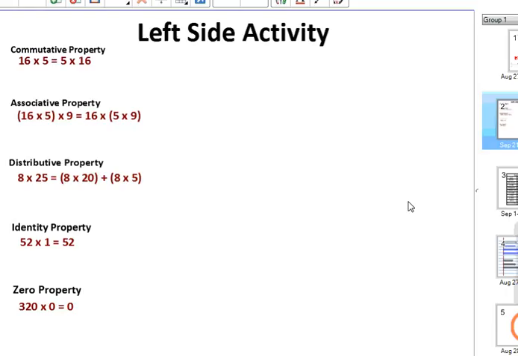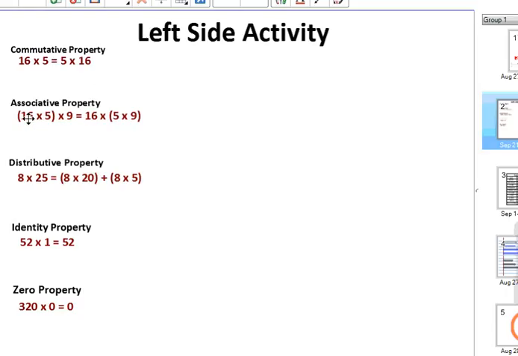And the last thing I'm going to have you do is the left side activity. So for the left side activity, you are going to write each one of the properties: commutative, associative, distributive, identity, and zero property. You're going to write those down, and you're going to give me one example. Now, I do not want you to give me the same example as I gave here. I'm just writing in another example. So, commutative property, remember, they change places, like the car. 16 times 5 is going to equal 5 times 16.